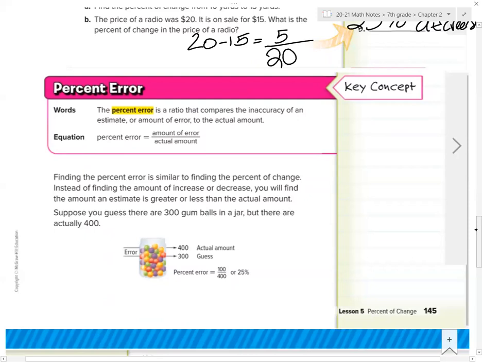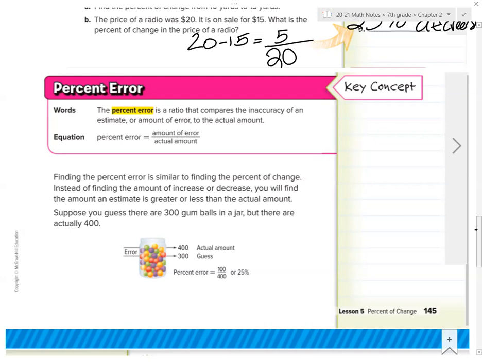Percent error. The percent error is a ratio that compares the inaccuracy of an estimate or amount of error to an actual amount. So you would have the amount of error. So we're finding the difference between what we guessed compared to what the actual thing is, over the actual thing. Finding the percent error is similar to finding the percent of change. Instead of finding the amount of increase or decrease, you will find the amount the estimate is greater or less than the actual amount.